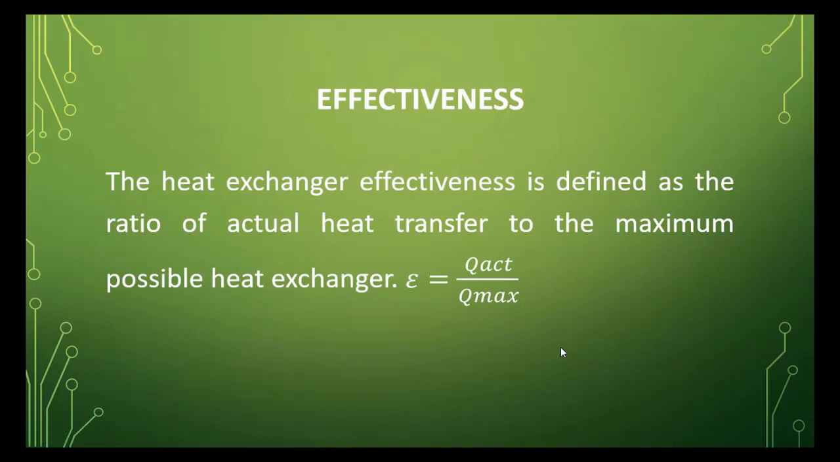Effectiveness. The heat exchanger effectiveness is defined as the ratio of actual heat transfer to the maximum possible heat transfer. So the equation is given as Q actual divided by Q maximum.